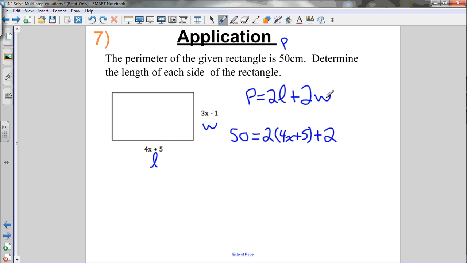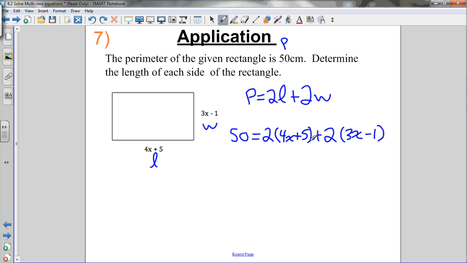Plus 2 times the width. And I know the width is 3x minus 1. So I need to do 2 times 3x minus 1. Okay, now I have an equation with one variable, and that variable is an x. I could solve this equation and figure out what value of x makes this equation true, and then I could use that value of x to determine the length and the width. So let's go ahead and do that.